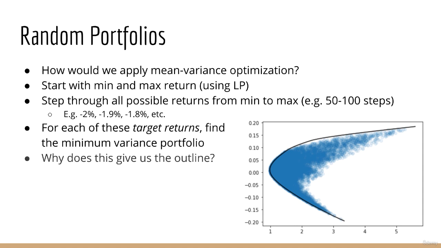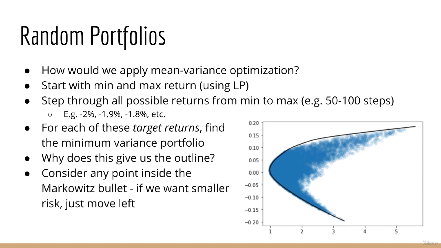Why do we get an outline? Well, consider any point inside the curve. We know that these points cannot possibly be optimal, since all we have to do is move to the left to achieve less risk. Solving the quadratic program we derived earlier will automatically give us the leftmost point corresponding to the minimum risk for the given return.